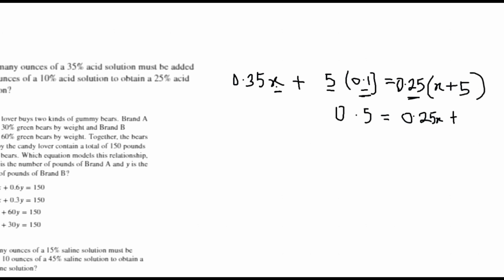And we already have 0.35x here. I don't want to write it again to waste time, so let's move to the next step. You can move 0.25x to the left side, and that will become minus. So 0.35 minus 0.25 will be 0.1. We have 0.1x equals 1.25 minus 0.5, and that will be 0.75.